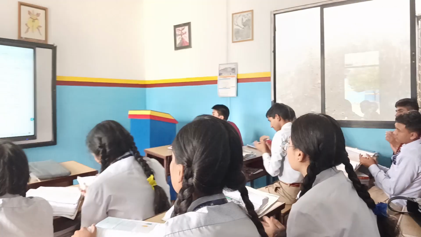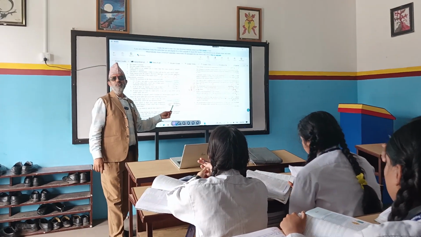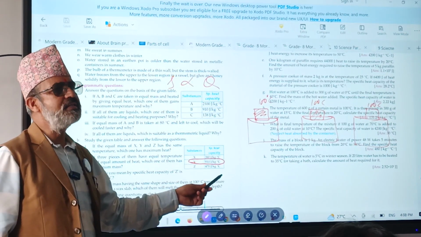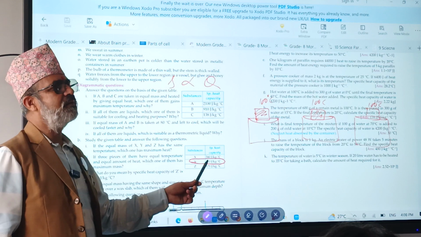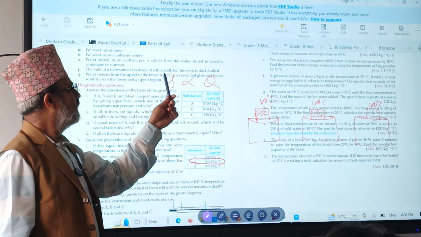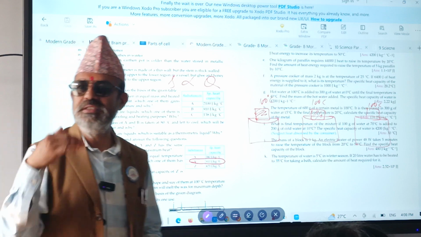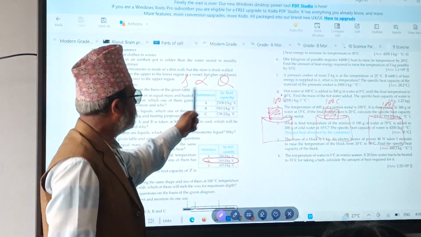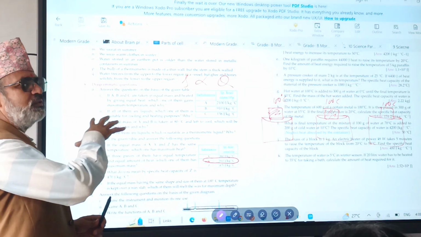So among these three substances, substance Y will go deeper because it has the highest specific heat capacity, right? And specific heat capacity is directly proportional to heat gained or heat lost. Problem solved or not? So this question will be asked, right?